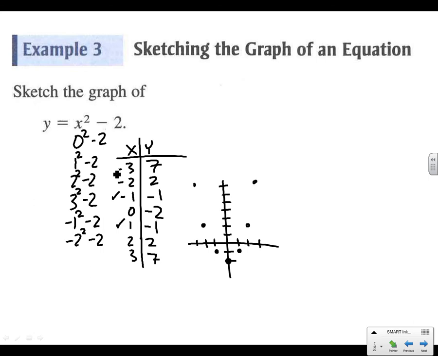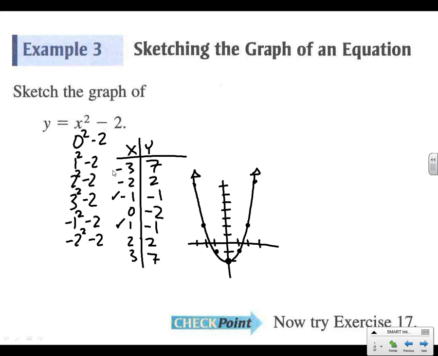The parabola is becoming exponentially steeper. And there's a nice parabolic sketch. Your job is to do exercise 17.